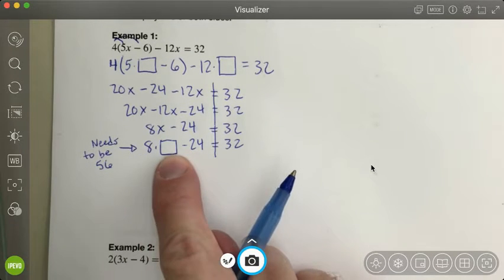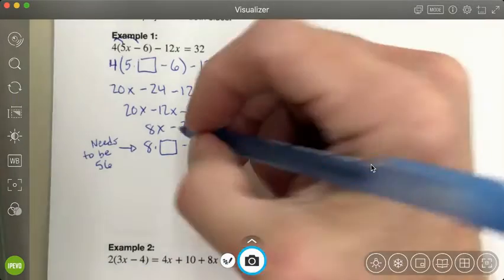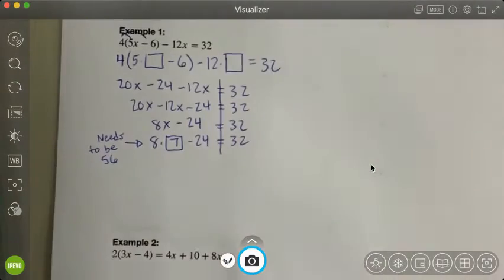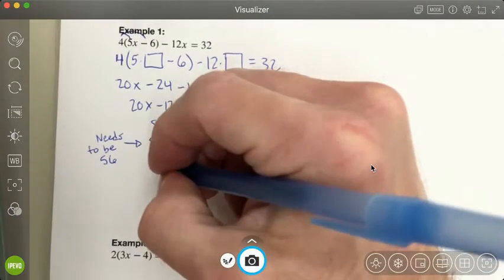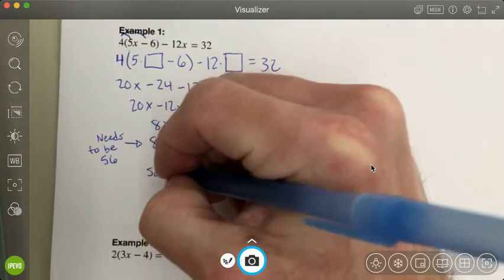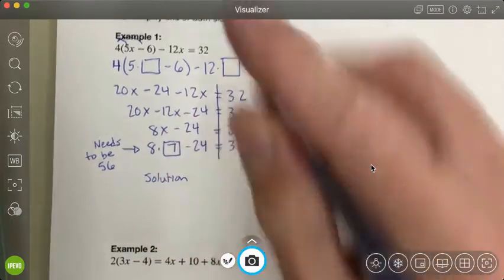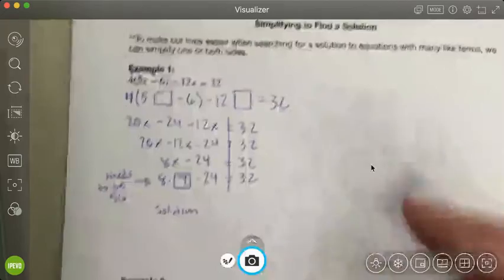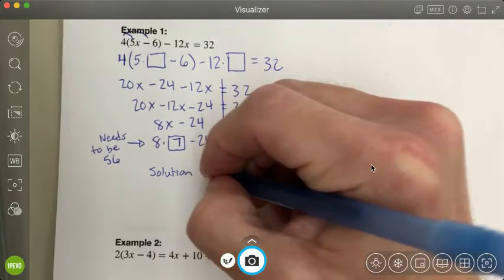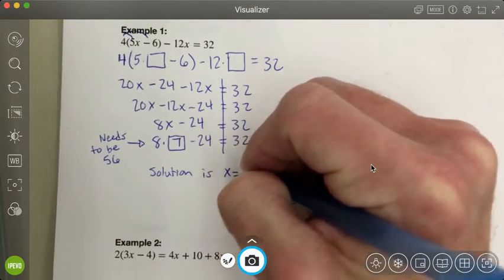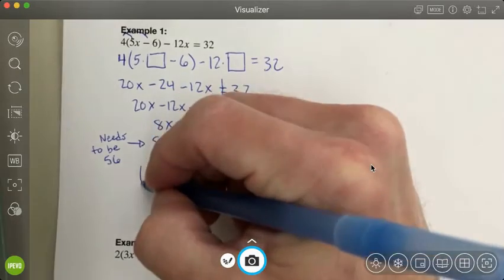So 8 times something is 56. Turns out that 7 is that number. So my solution, the number I use for x, has to be 7. That's my final answer.